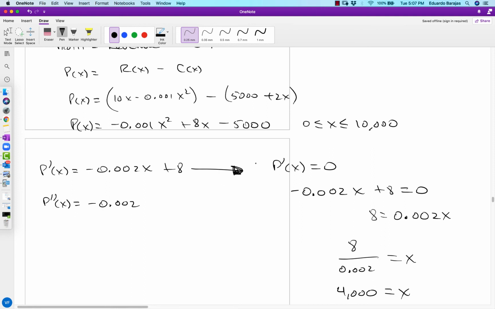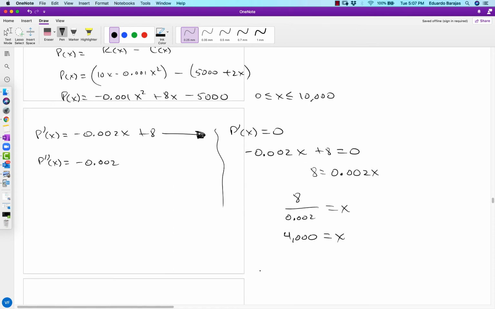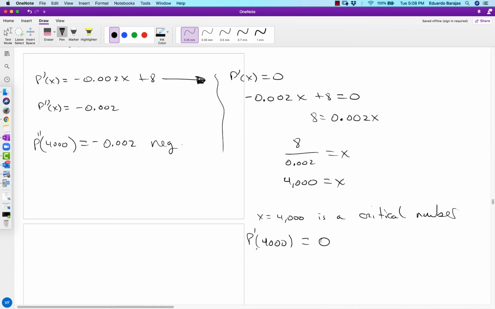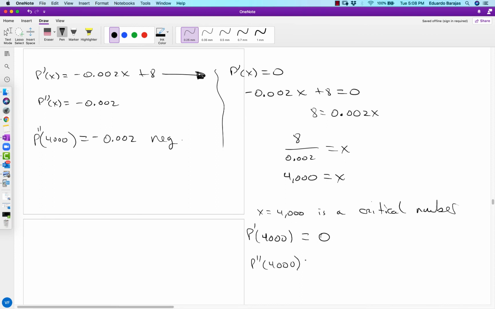Okay, so this is a partition point. We set the first derivative equal to 0, so that means that 4,000 is a partition point. And since 4,000 is in the domain we're interested in, that means that we can upgrade it and say that x equals 4,000 is a critical number. We've just established that the first derivative at 4,000 must be 0. And if we think about the second derivative evaluated at 4,000, well, it equals a constant, so it's equal to negative 0.002, which is just a negative. So the second derivative evaluated at 4,000 equals some negative.